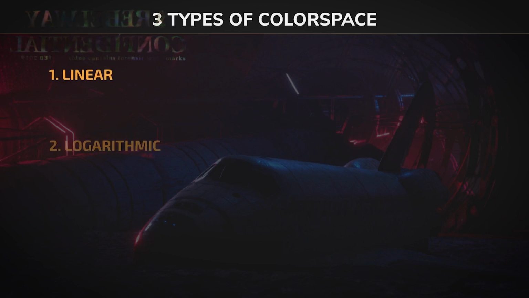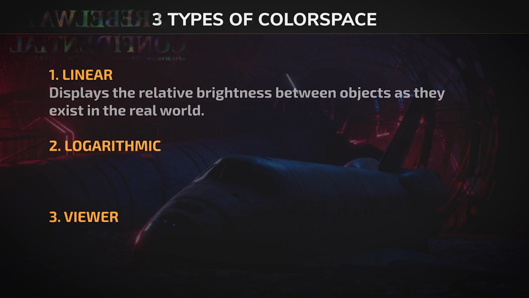There's linear, logarithmic, and viewer, aka video, color spaces. So as we discussed before, a linear color space imitates real-world brightness values, in that it displays the relative brightness between the objects as they exist in reality. It should be the working space for every compositor using Nuke.